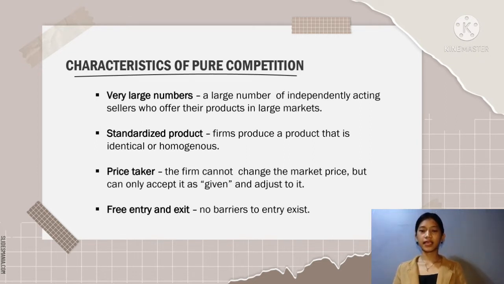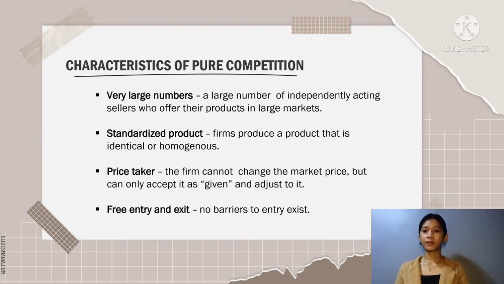We will identify the characteristics of pure competition and know the advantages and disadvantages. So, there are four characteristics of pure competition. First, a very large number. This is a large number of independently acting sellers who offer their products in a large market. For example, farm commodities, the stock market, and the foreign exchange market.